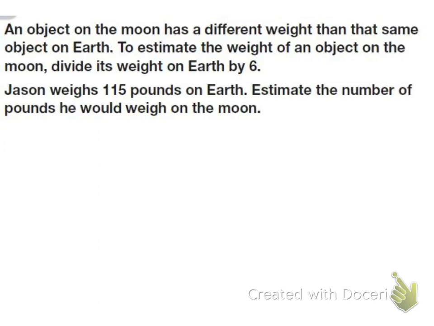On this problem it says, an object on the moon has a different weight than the same object on Earth. To estimate the weight of an object on the moon, divide its weight on Earth by 6. So Jason weighs 515 pounds on Earth. Estimate the number of pounds he would weigh on the moon. Since we're going to estimate, we're going to round 115 pounds up to 120. And then we're going to divide 120 by 6.